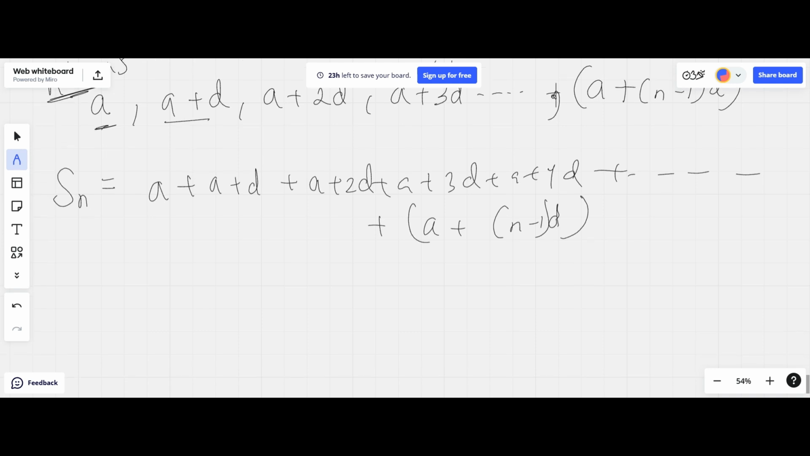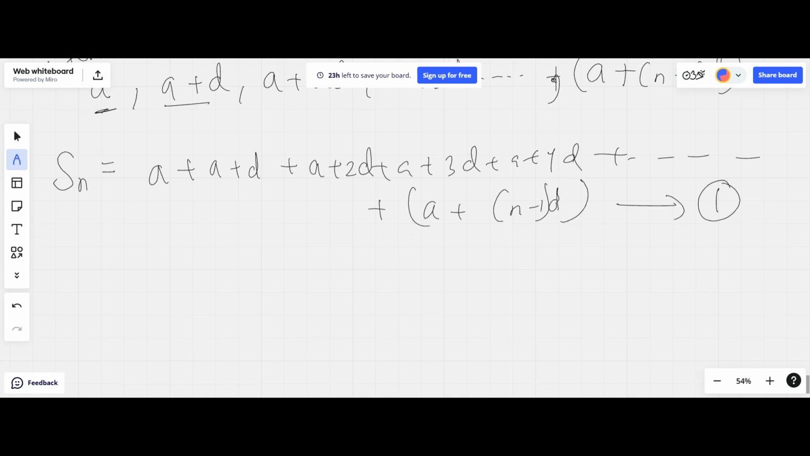Now take this as equation number 1. We'll write this Sn again, and we'll write it in the reverse order.